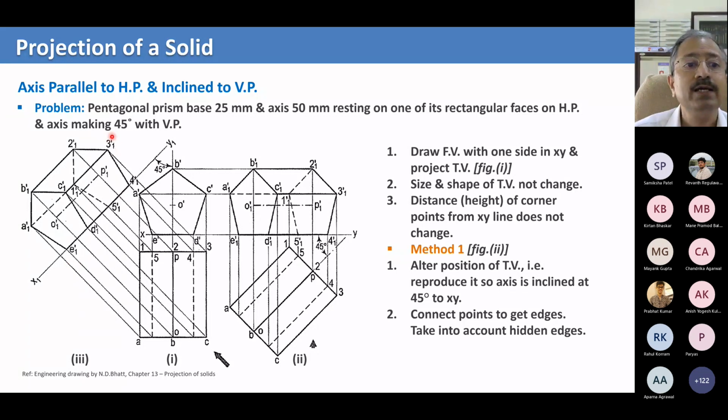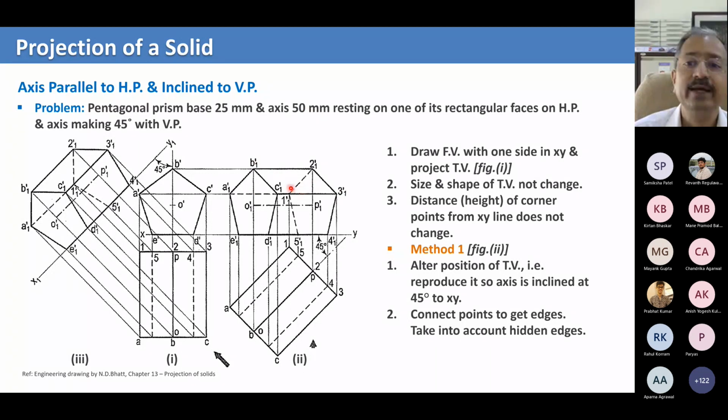So what is the problem here? It is a pentagonal prism. Basically the two sides of the prism are pentagons. The rectangles are maybe the same. I think base 25 millimeter, axis 50 millimeter. So all the rectangles have the same length and breadth, right? The length of the prism is 50 millimeter, and each side of the pentagon face is 25 millimeters. Essentially, it is a 1:2 ratio rectangle here.